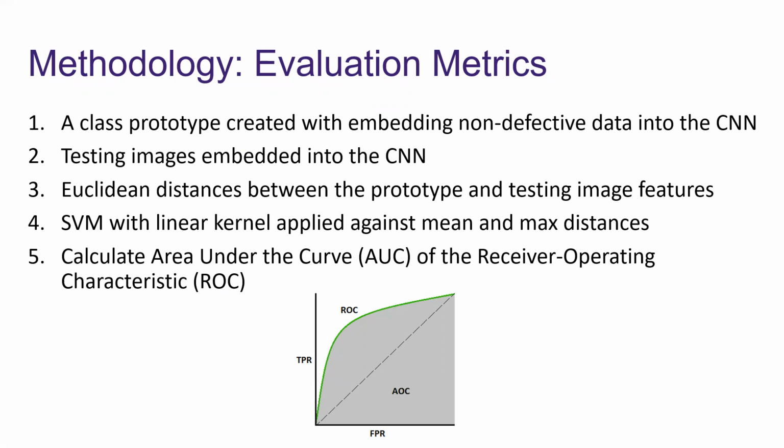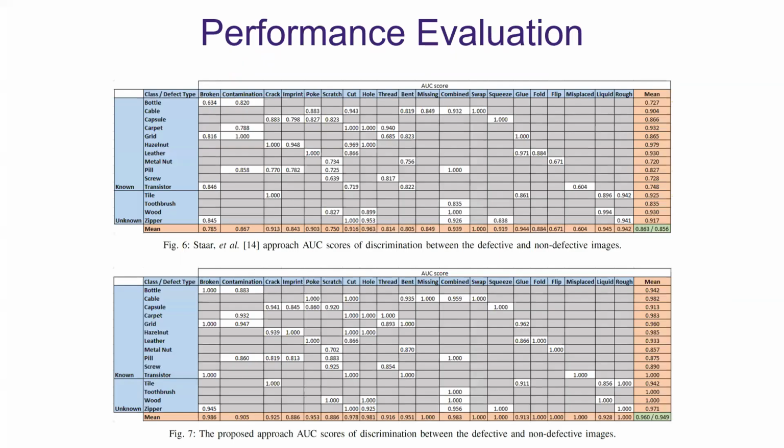So to evaluate how well the proposed approach discriminates between the defective and non-defective images for each surface and the individual defect types, the area under the curve of the receiver operating characteristic is calculated. The higher the AUC, the better the model is at predicting true positives and negatives. Experiments are all repeated 3 times and the average AUC score is recorded. As the work presented in this paper extends the approach used by Starr et al., their approach is tested against the MVTec AD for a comparison of results.